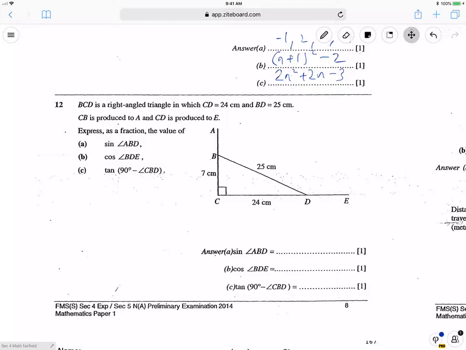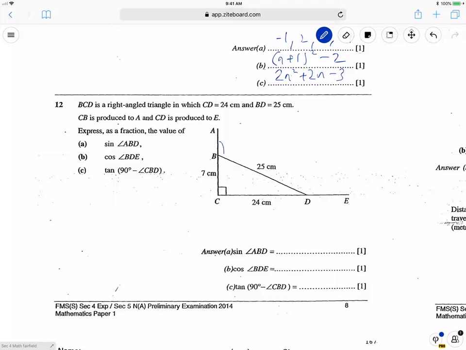Express as a fraction the value of sine ABD. So ABD is here, right? So here we have to use the obtuse angle rule. What is the obtuse angle rule? Sine of the obtuse is equal to sine of the acute. Do you remember this? They call it 180 minus theta.